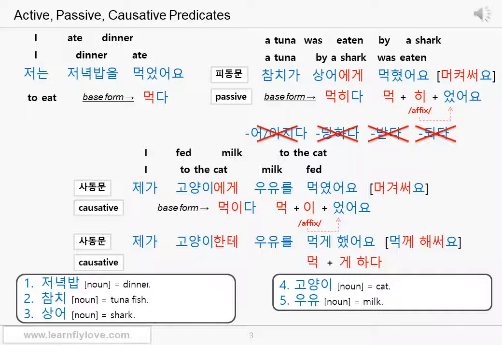Then what's the difference? The first sentence, 제가 고양이에게 우유를 먹였어요, sounds like literally you just feed your cat. But the second sentence, 제가 고양이한테 우유를 먹게 했어요, sounds a little bit more like you forced the cat to eat milk. It sounds like literally you made a cat eat milk. There are exceptions, but most of the cases, 개하다 sounds like you made someone do something.